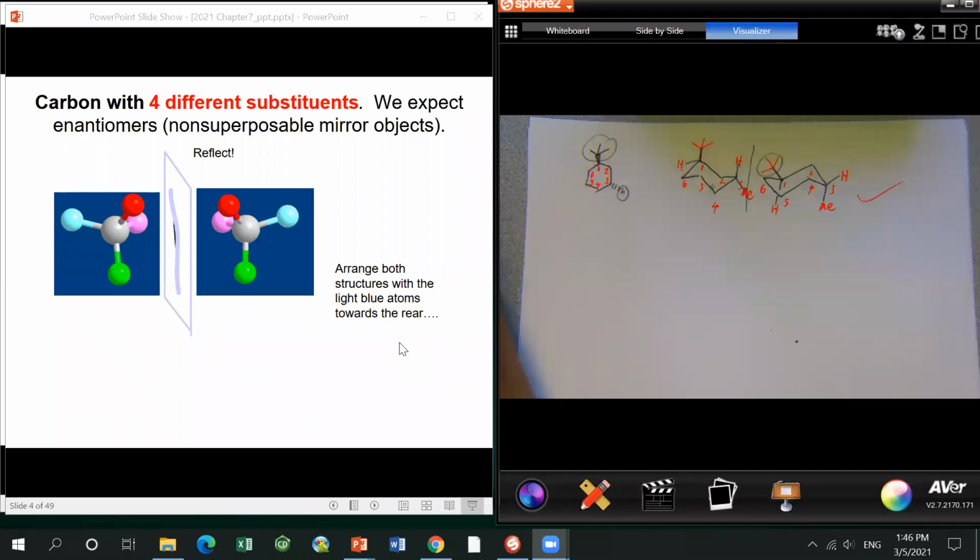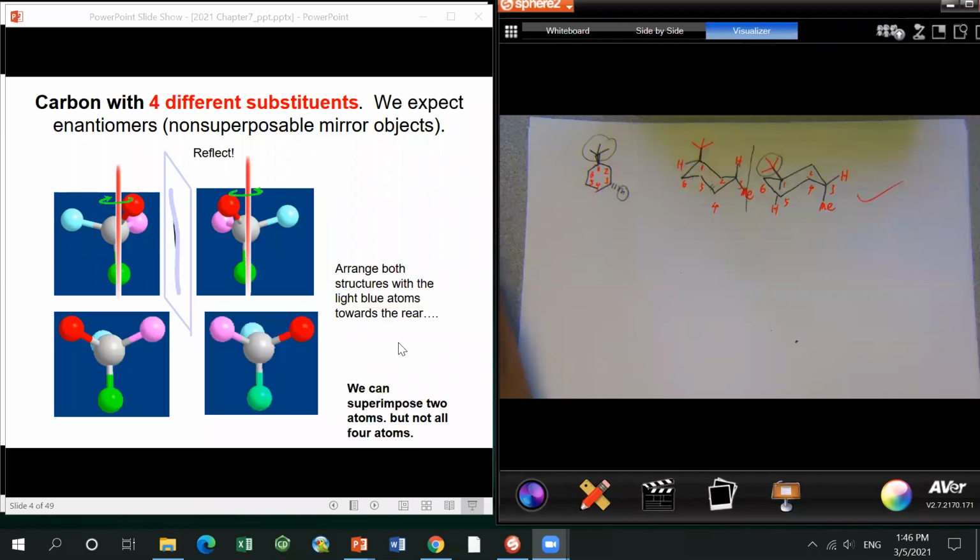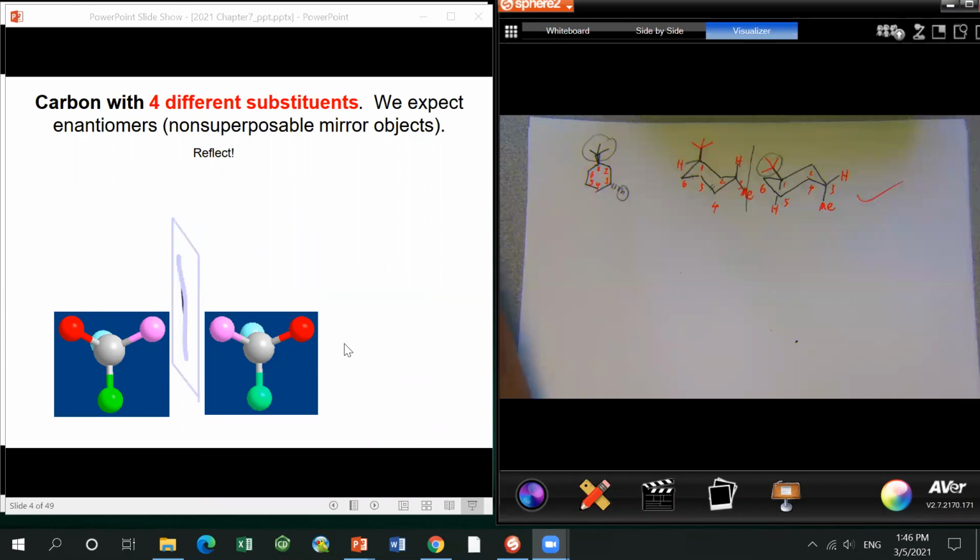And so no matter how you rotate the molecule and rearrange the molecule, they still cannot be superimposed, not for all the 4 atoms. So those 2 molecules should be 2 different molecules. These 2 molecules we call the enantiomers.